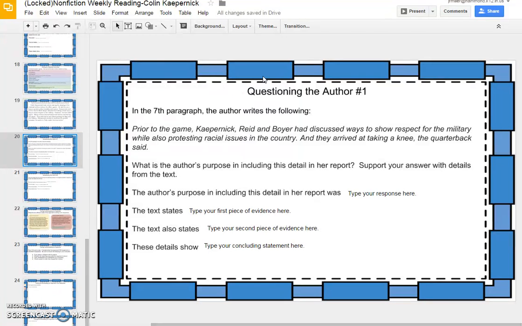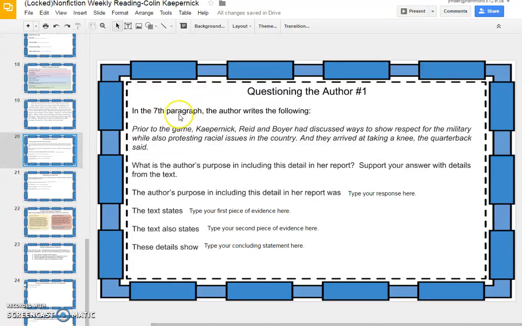Here's the question. In the 7th paragraph, the author writes the following. Prior to the game, Kaepernick, Reed, and Boyer had discussed ways to show respect for the military while also protesting racial issues in the country, and they arrived at taking a knee, the quarterback said. The question is this: what is the author's purpose in including this detail in her report? Support your answer with details from the text.